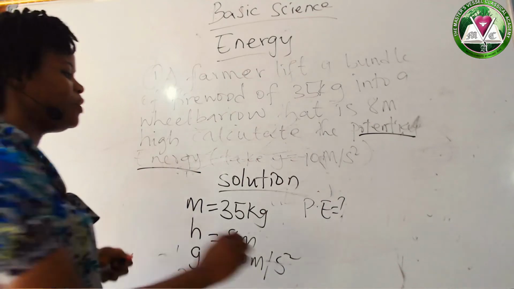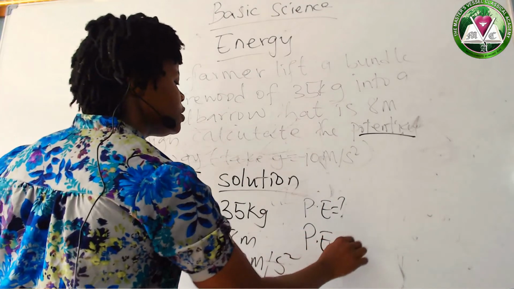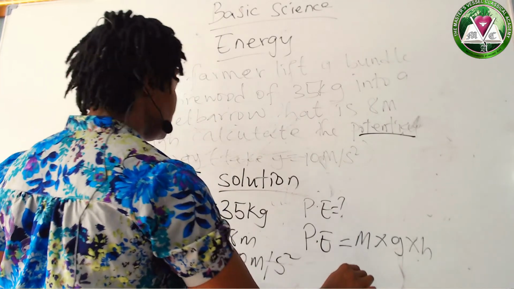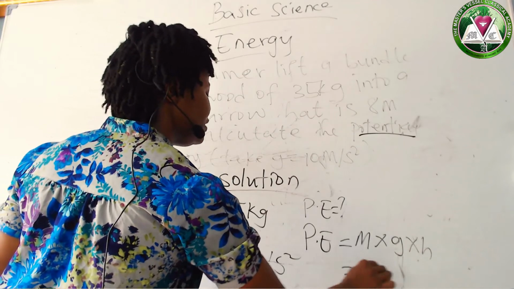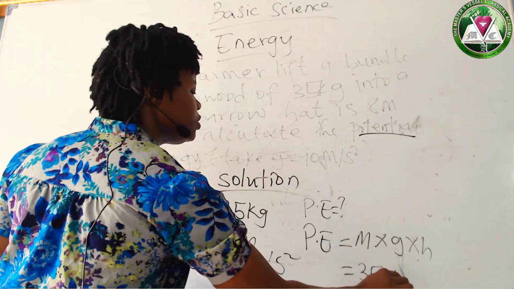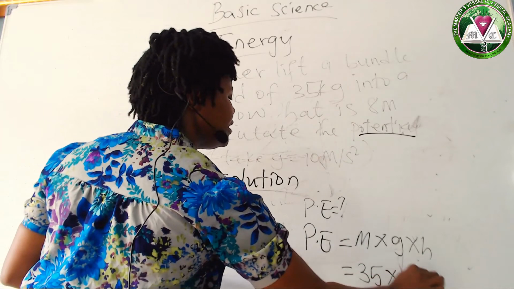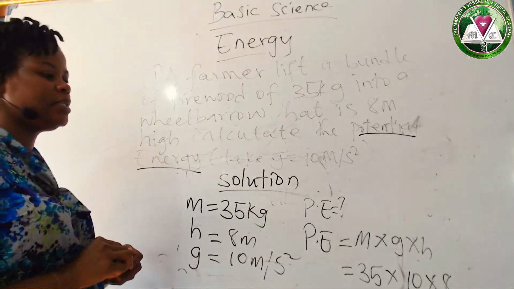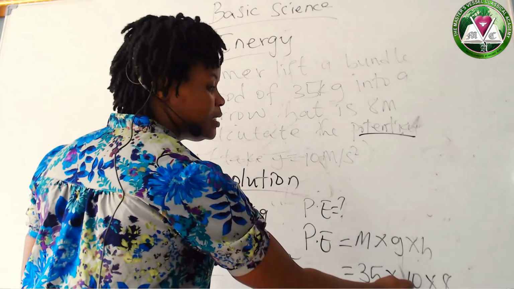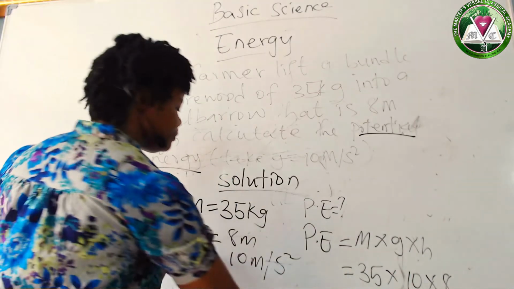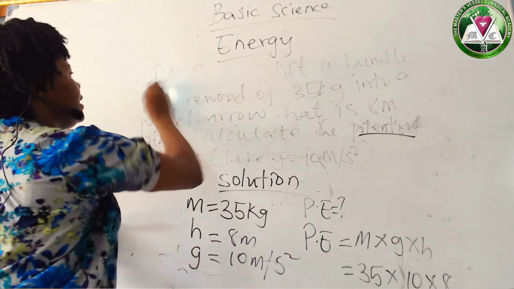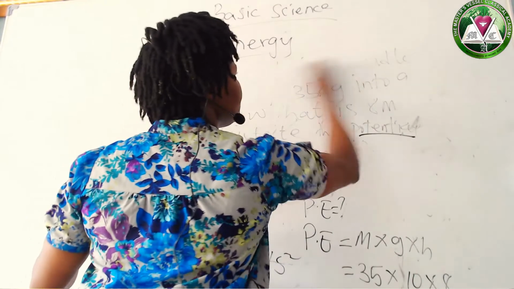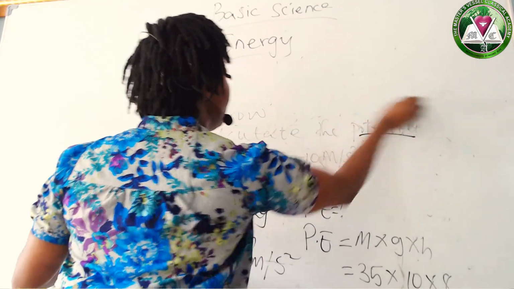So we have potential energy equals m times g times h, which is equal to 35, that's the value of m, times g, which is 10, times 8. 35 times 10 times 8. I hope you have copied the question. Let me clean it so that I can solve up here.